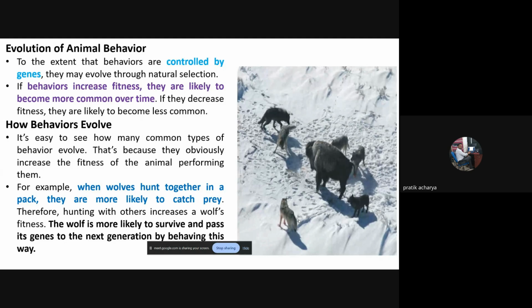And this type of gene, which type of gene? The gene which helps in aggregation of wolves, the gene which develops the behavioral pattern that makes wolves aggregate and attack the organism, predator or prey. That is the fitness gene. That gene is responsible for their fitness. And generation after generation, they inherit this gene and pass it to their young ones.